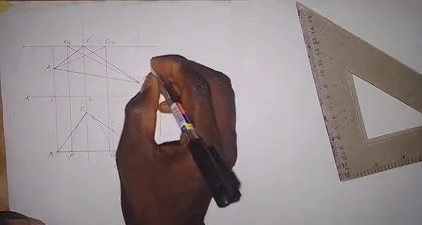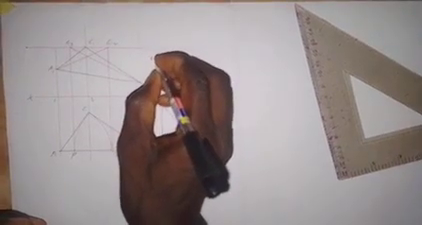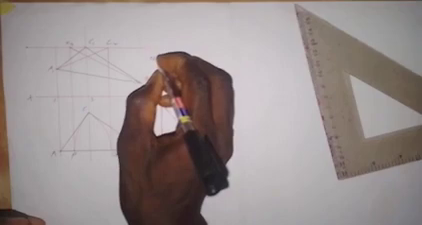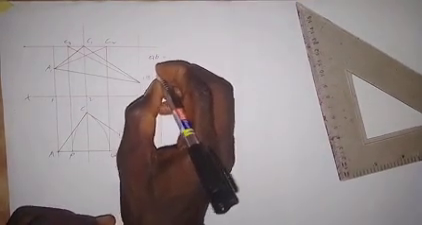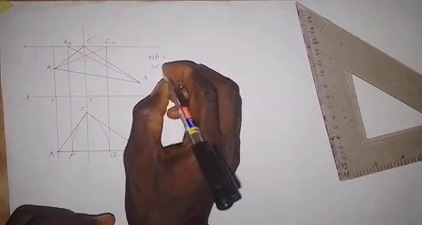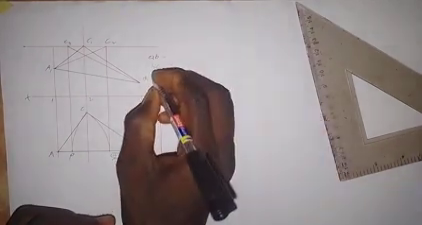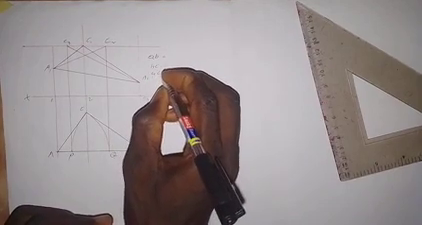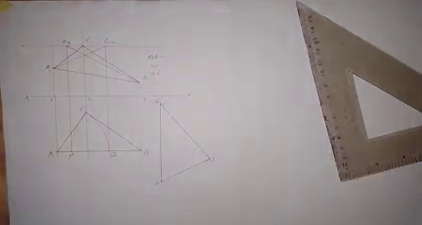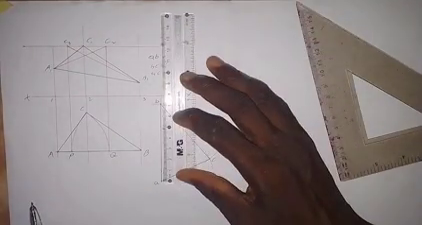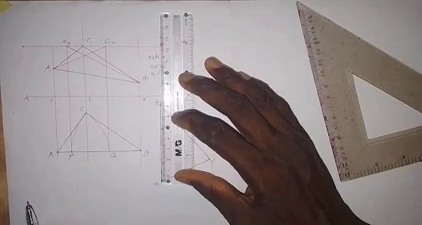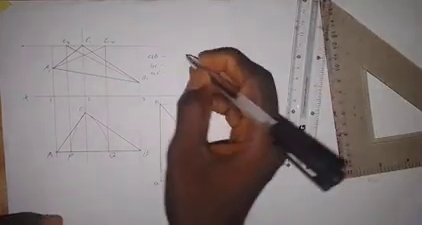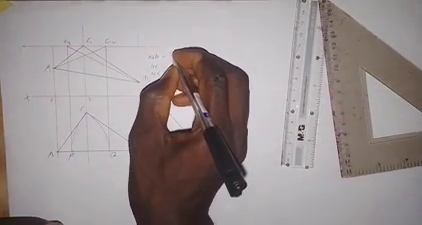So here we have what? We have AB, so it's equal to. Then we have BC on the true shape, so it's equal to. Then we have AC, so it's equal to. Now let's take the measurement and see what we are going to get. So for AB, I have this to be 72. So AB is 72.